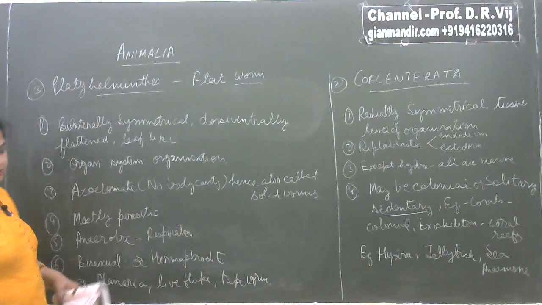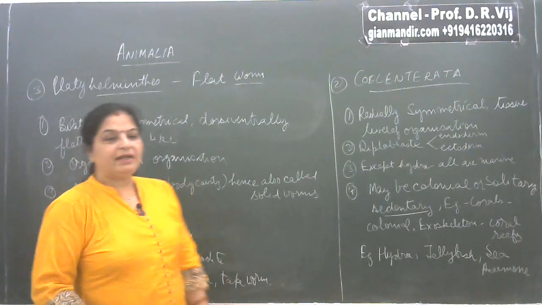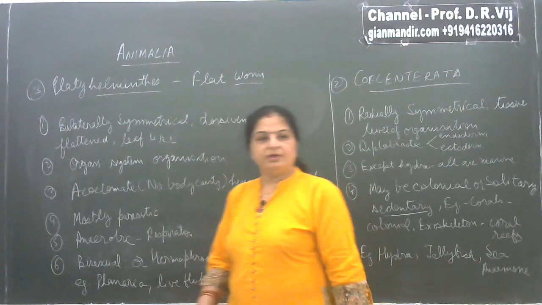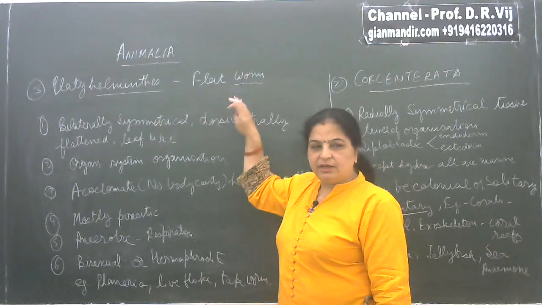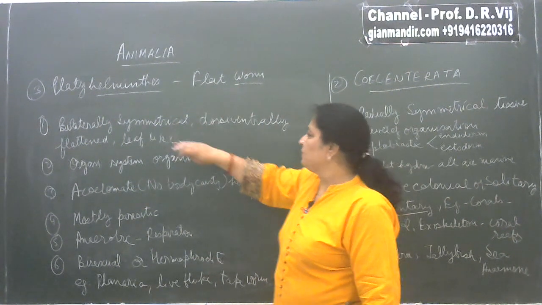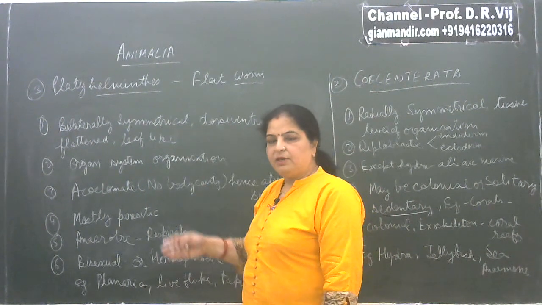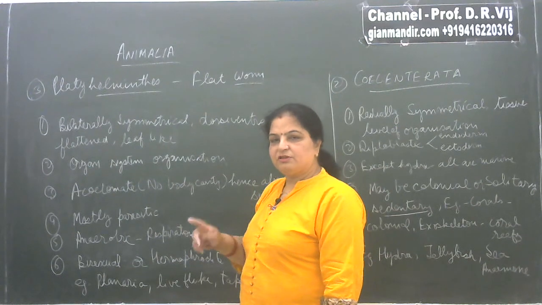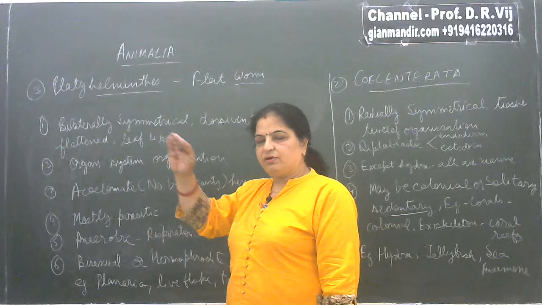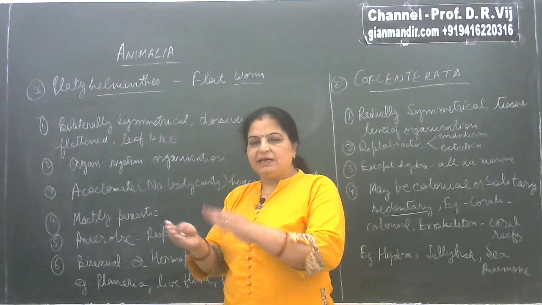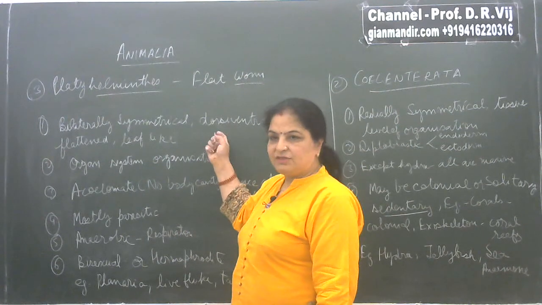So these are the features of phylum Platyhelminthes. Platyhelminthes, as you can remember it from the term plate-like, the body is flat. That's why they are known as flatworms. The body is bilaterally symmetrical, means you can divide the body in two identical halves across only one plane, and dorsiventrally flattened from both the sides. As you see a leaf, the leaf is flattened from both the sides, like that their body is also dorsiventrally flattened.